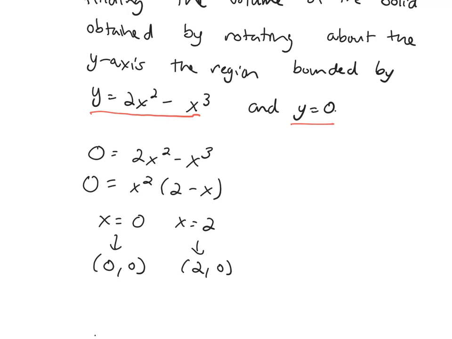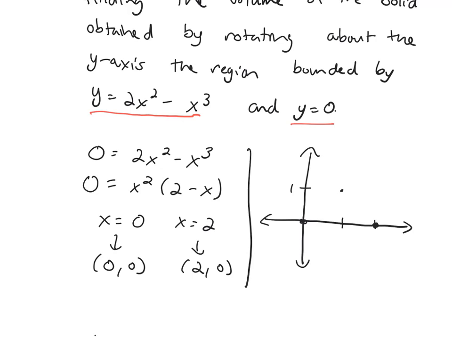All right, so I'm ready to draw my picture. I'll do it on the right-hand side here. They intersect at (0, 0) and (2, 0). y equals 0, that's just my x-axis. I need one more point for this other function here. If I plug in 1 into it, I think you get 1. This is a cubic function. It's going to look like this.